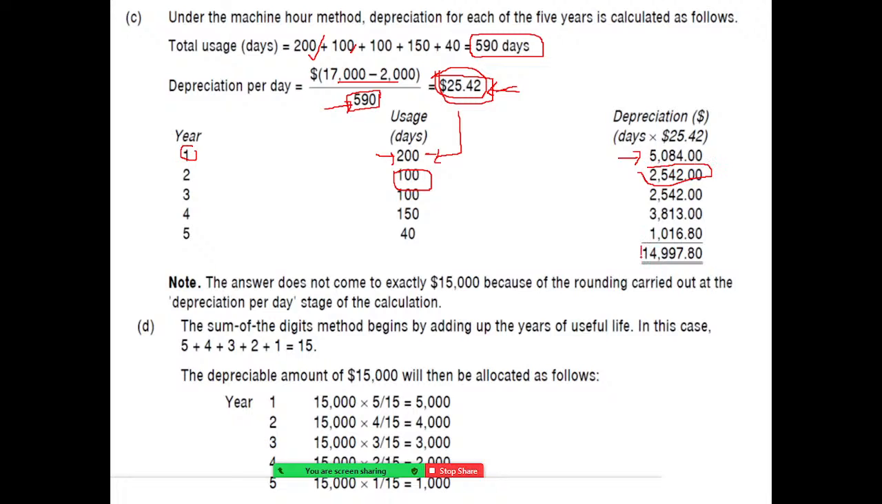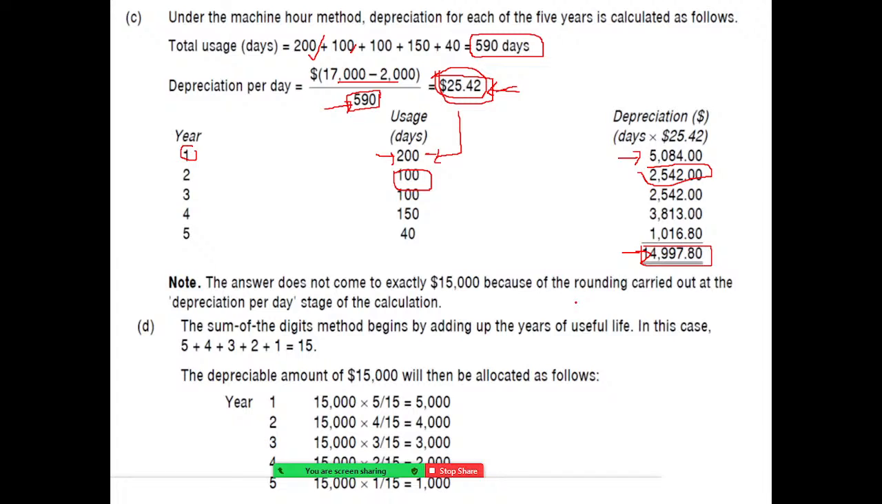So it's approximately 15,000, equivalent to the depreciable amount. Due to the decimal approximation, a difference of 2.20 occurs. So the answer does not come to exactly 15,000 because of the rounding carried out at the depreciation per day stage of the calculation.